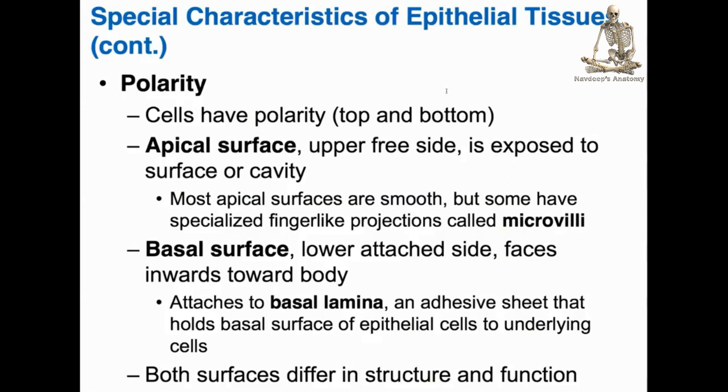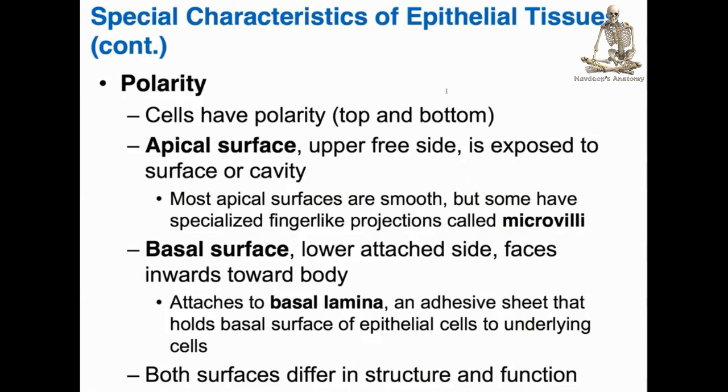So when we are talking about cells, the polarity in this case is not the charge, but the surface polarity, and it is basically of two types. The first surface is called the apical surface, which is generally the upper and free side, exposed to the surface of the cavity. Likewise, in the skin, the apical surface is exposed to the external environment. And in the lining of our intestine or digestive tract, the apical surface may be exposed towards the cavity of the organ.